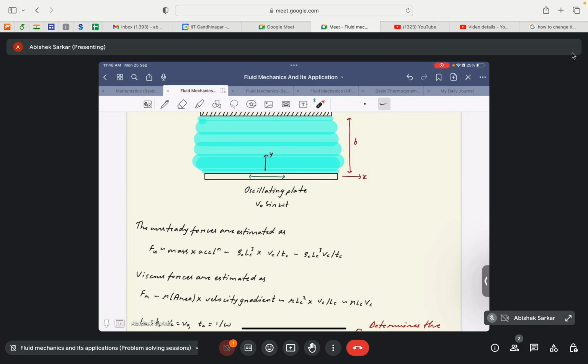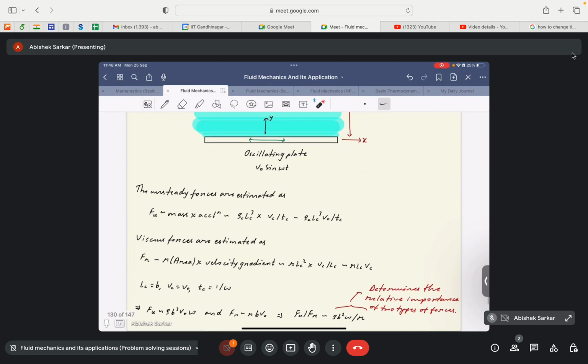Okay, so that we can do, but for right now, at the start itself, we cannot disregard the unsteady nature of the flow field. As we have seen here, the unsteady forces can be estimated as mass into acceleration. The mass is the mass of the fluid. So rho c denotes the density of the fluid, and LC denotes the characteristic length scale. So LC cube into acceleration.